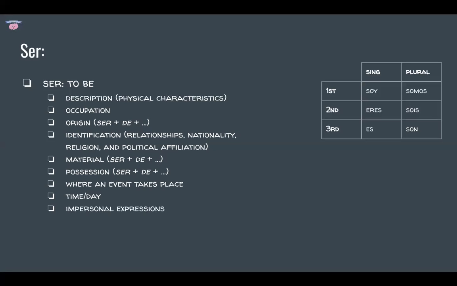This is a bit more advanced. You can use it for impersonal expressions. For example, es posible, it's possible. Impersonal expressions just mean that it's not connected to a given person. It always uses the third person. So es posible or son posibles.